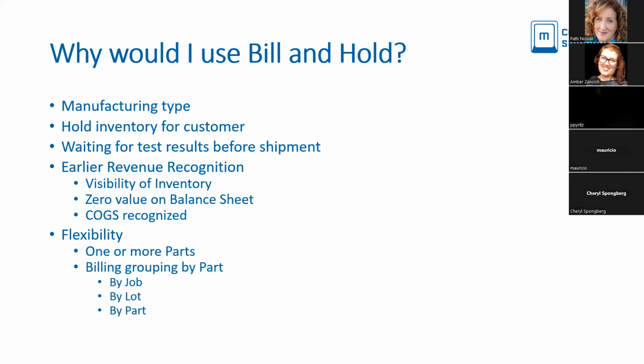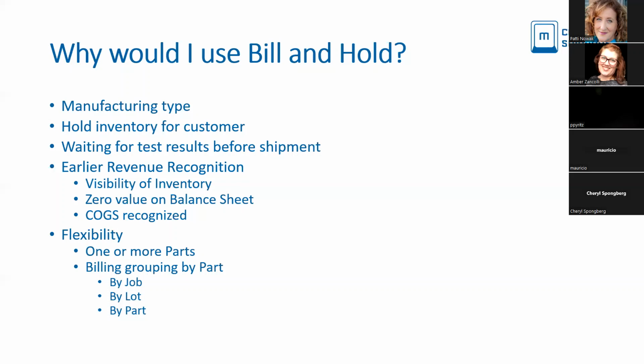The invoicing options allow you to recognize revenue ahead of shipping, still maintaining that visibility of inventory in your system. But COGS are recognized at production after invoicing, and then that inventory again holds a zero value on your balance sheet. The functionality here is designed to offer flexibility.